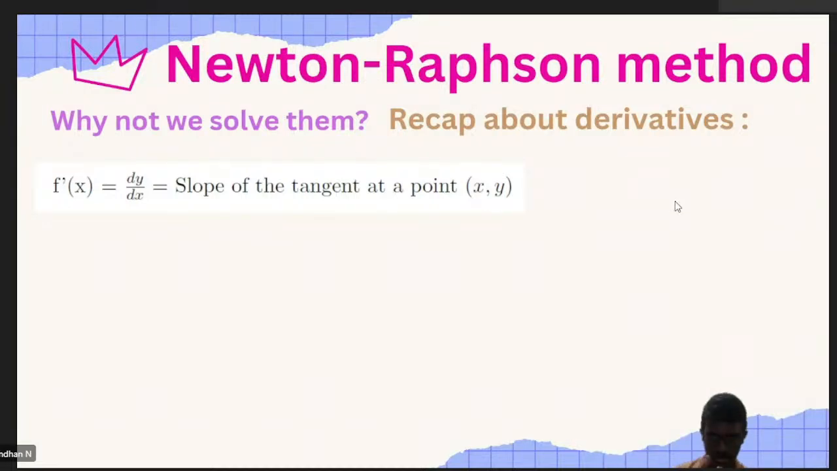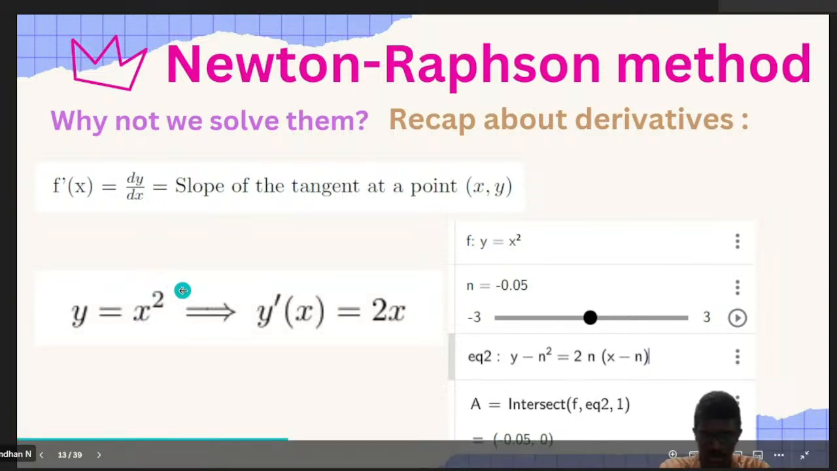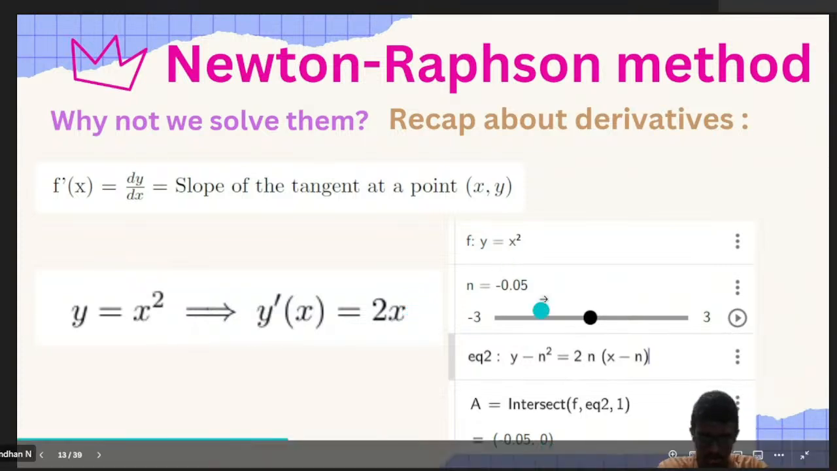Now let's shift from that. Without just substituting values and differentiating, let's see what it really is in terms of coordinate geometry. What dy by dx is, is just the slope of a tangent at a point x comma y. Let me give you an example. So let's take a general function y equal to x square, and you know the differentiation of this is nothing but 2x.